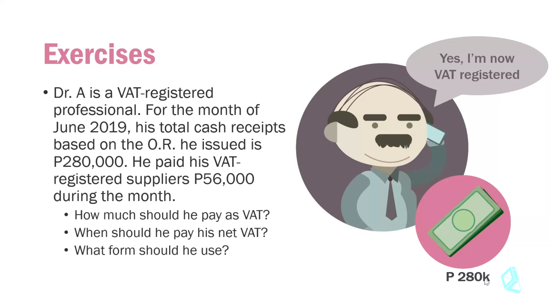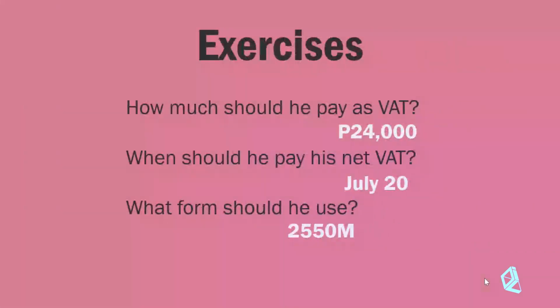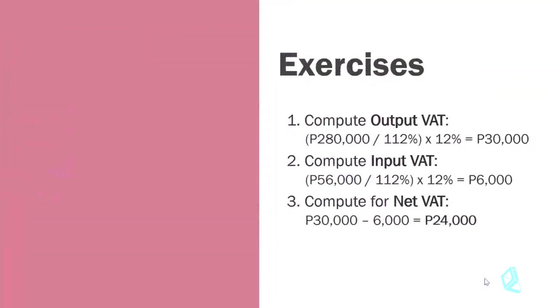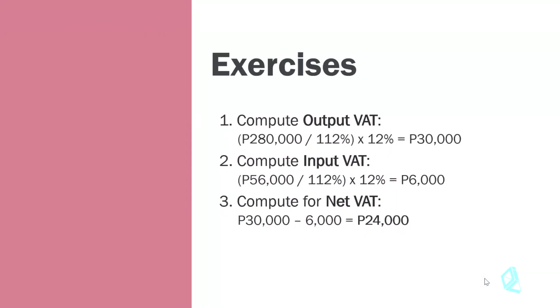All right. I hope you tried answering these VAT-related questions. And let's look at the answers quickly before we show the computations. So I hope you were able to get 24,000 pesos as his net VAT payable. And it's so easy to know when to pay because it's 20 days after the end of the month. So it's July 20. And what form should he use? It's obviously 2550M.